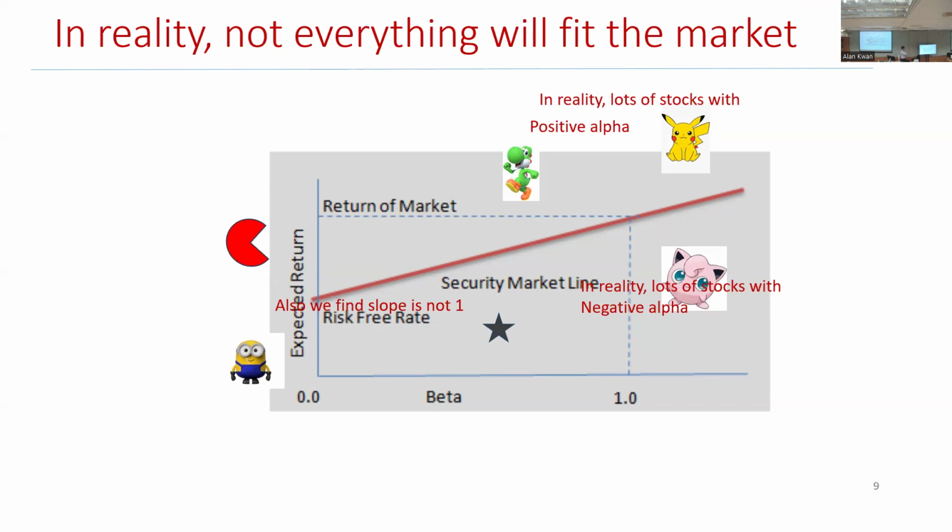But basically, whether or not you want to be Pikachu, Pac-Man, Yoshi, or whatever other character, you want to be above the line. And then everything else is just your personal choice in terms of your risk preference, your investment mandate. We want positive alpha.